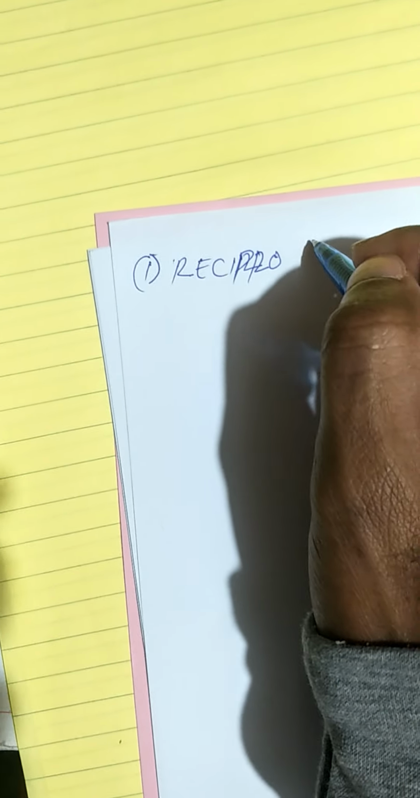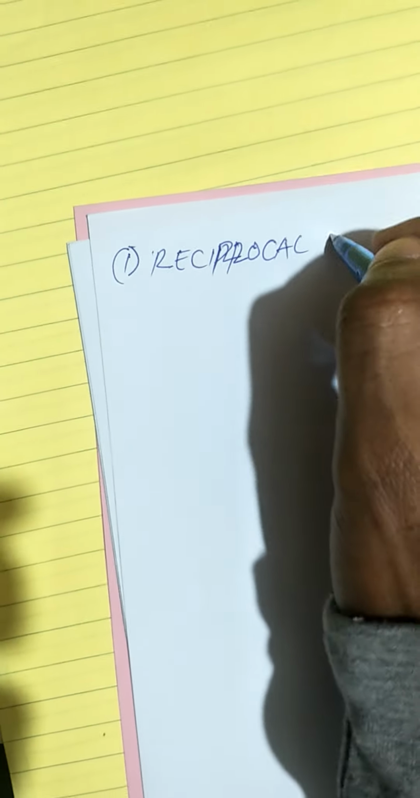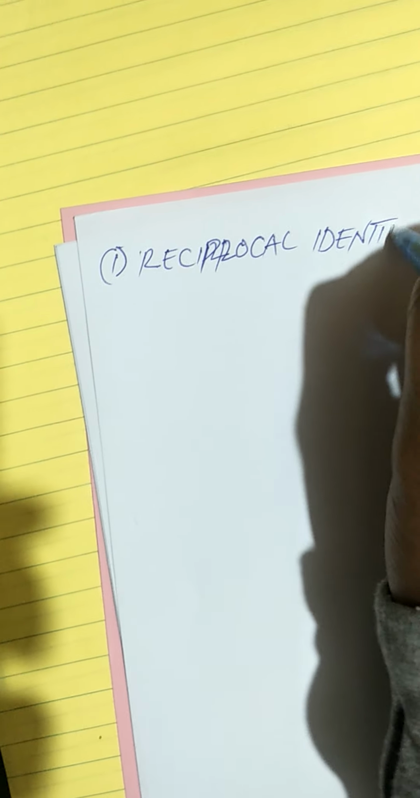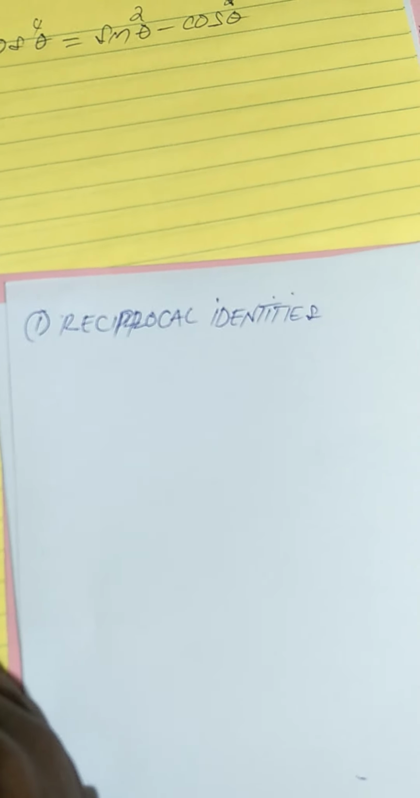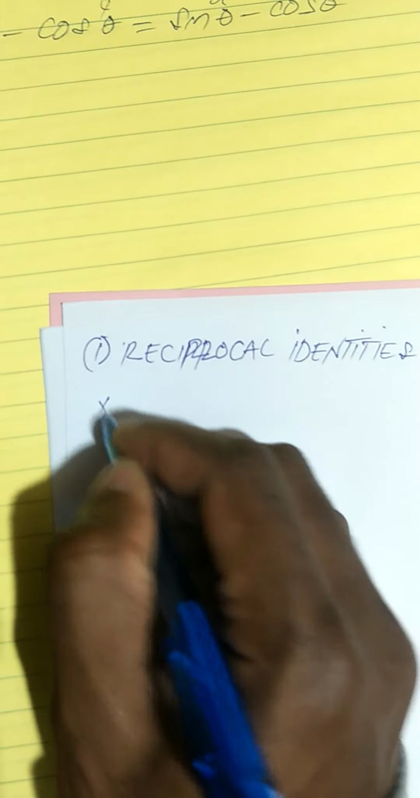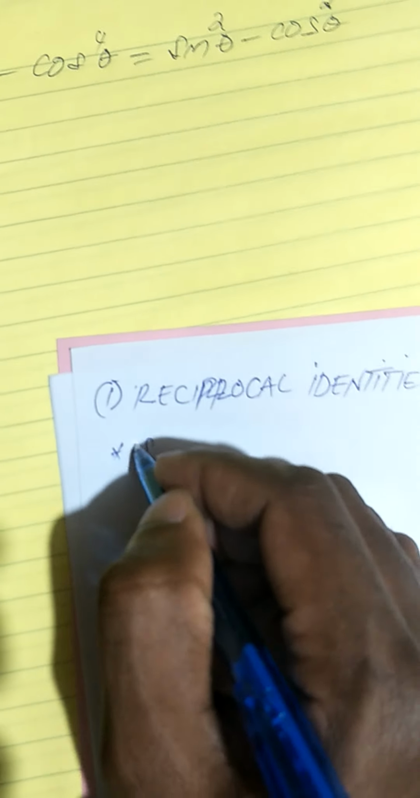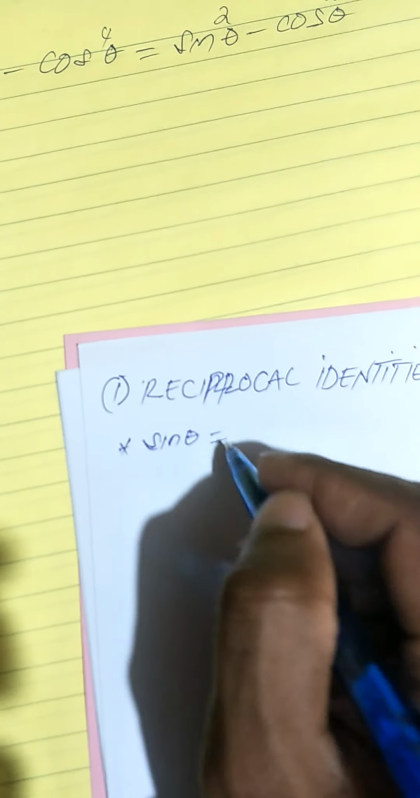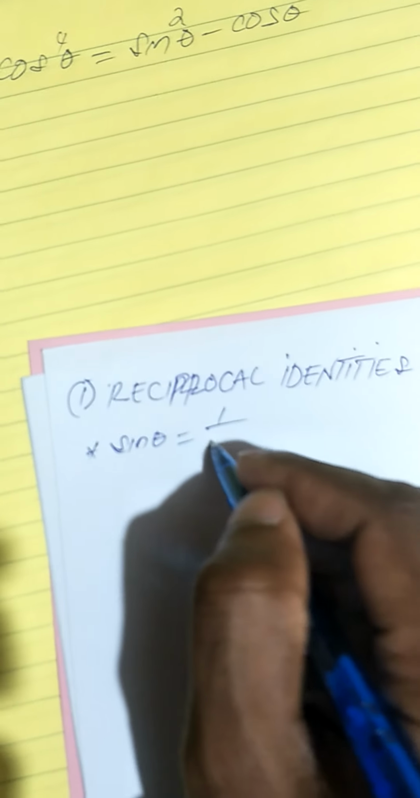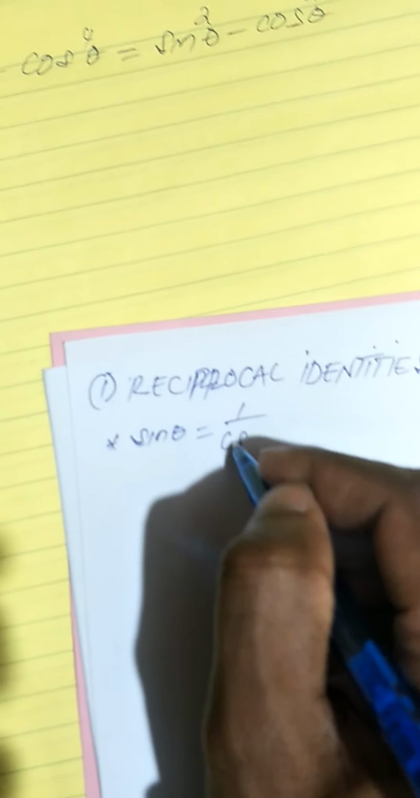One, called reciprocal identities. Reciprocal identities. 1. Sin theta is equal to 1 all over cosecant theta.